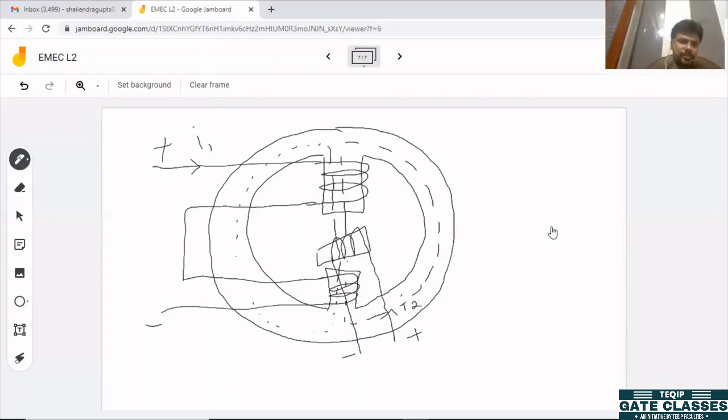I'll show you. This we have discussed in previous class, but again I'm telling. So the rotor will rotate such that it will align with the flux and reduce the air gap path between stator and rotor.